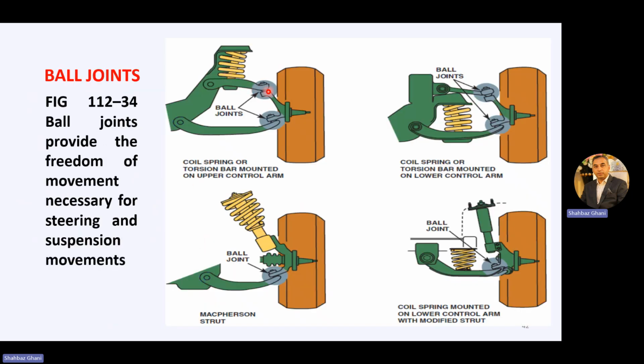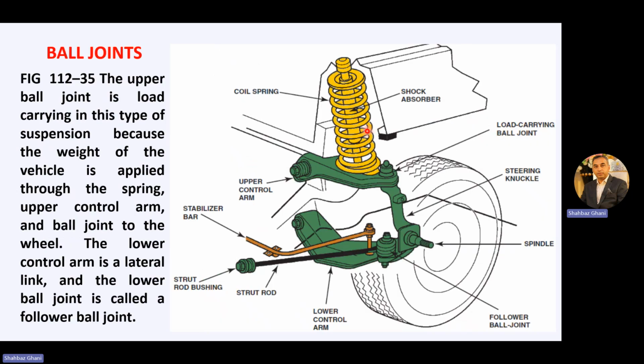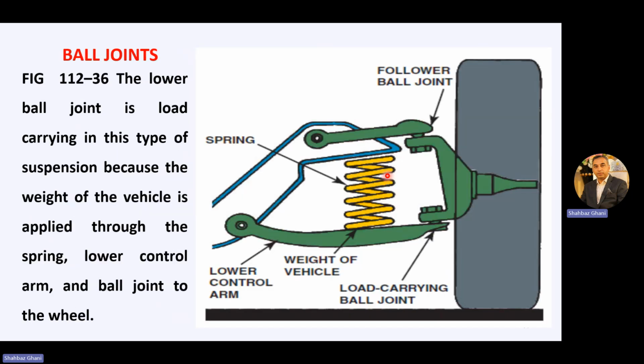The upper one is the load carrying and the lower one is the non-load carrying. In this condition, the upper one is non-load carrying and the lower one is the load carrying. Then we have talked about some other type in which the shock absorber assembly is mounted on the upper control arm, so the weight is on the upper ball. So that is the load carrying ball arrangement, the ball joint like this.